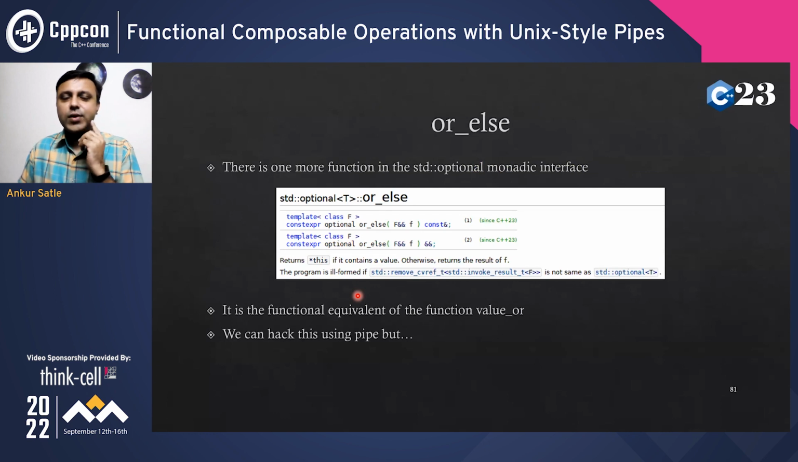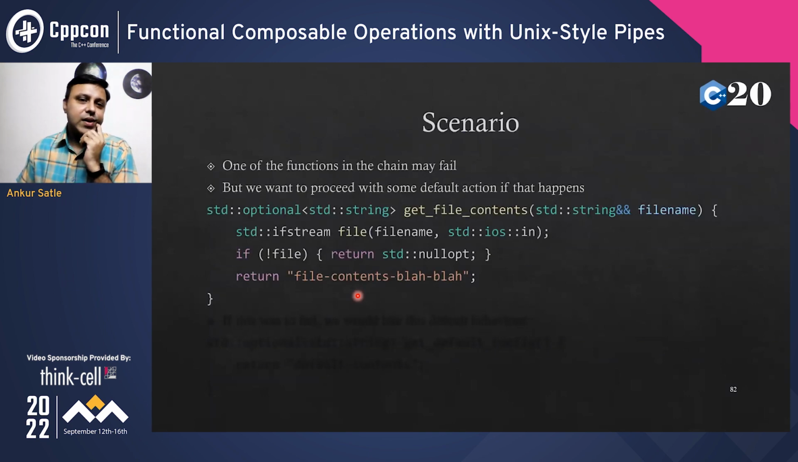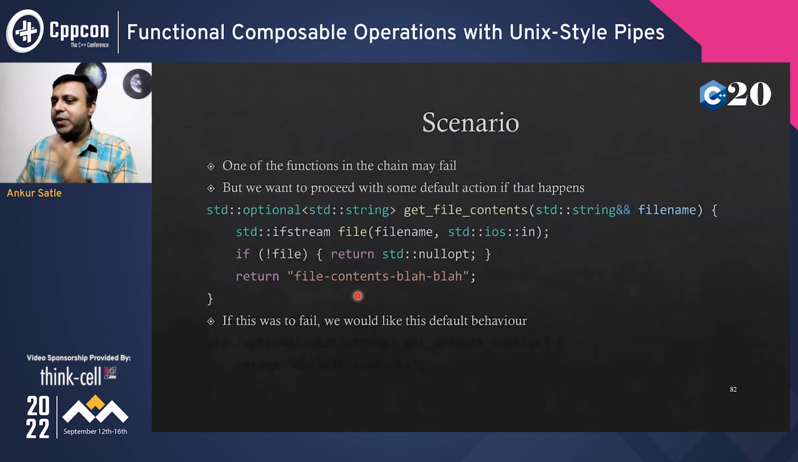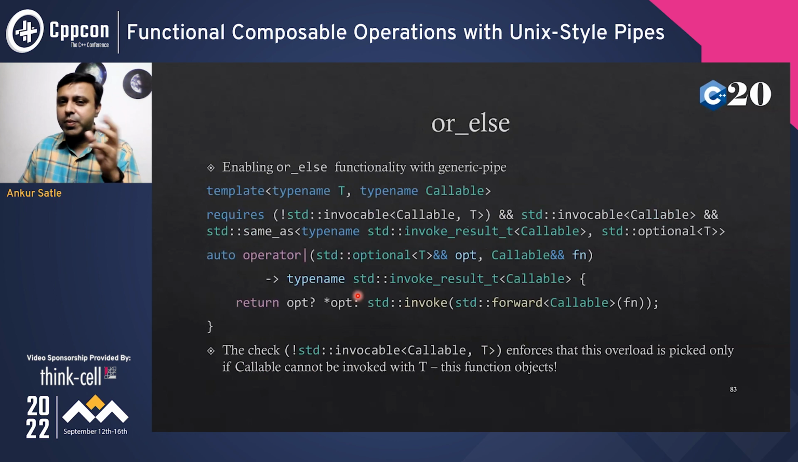All right, so there is an or else monadic interface. Also, we can hack our pipe to doing this, but a pipe can mean just one thing, something that consumes your value. We have already used it for two different kind of things, and this one is like a value or. So you take a function which takes no parameter, and you use it for implementing the case that the optional is empty. So if the optional is empty, you take the value from this callable. I'm not going to cover this.